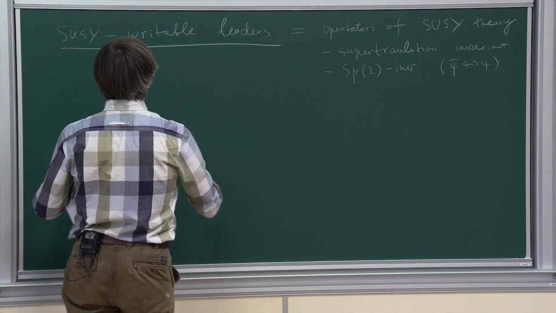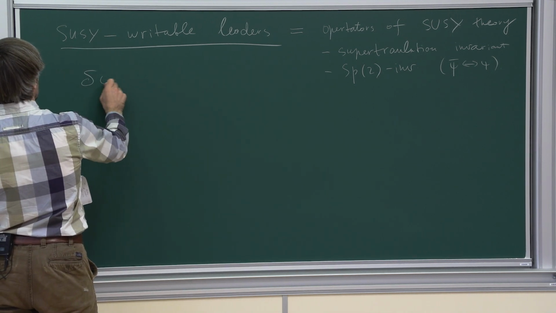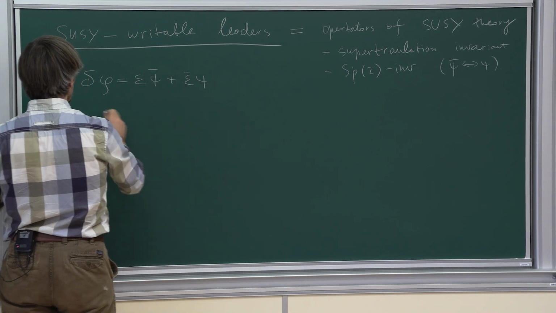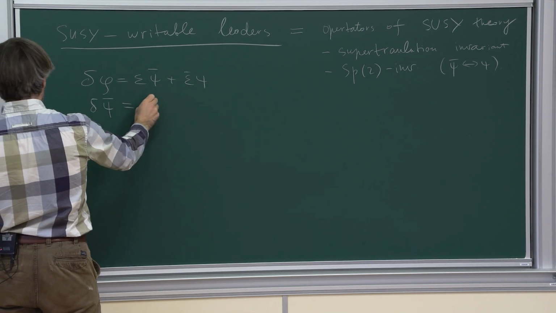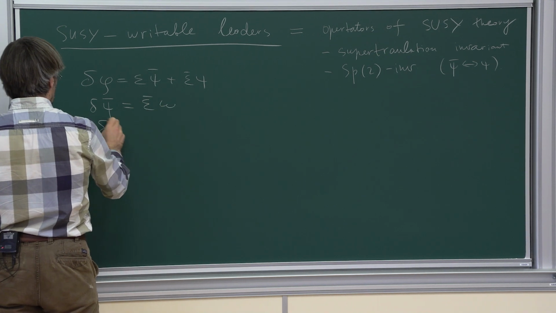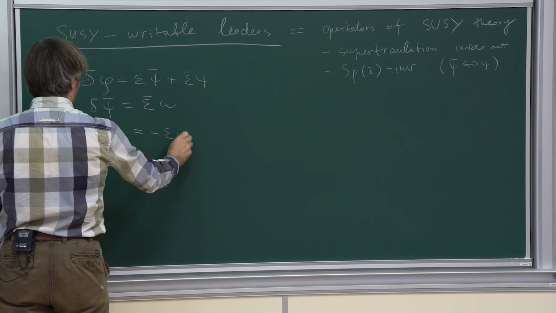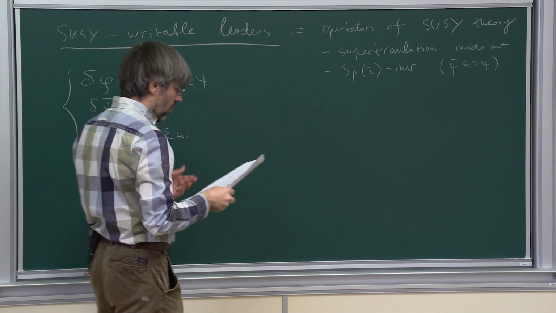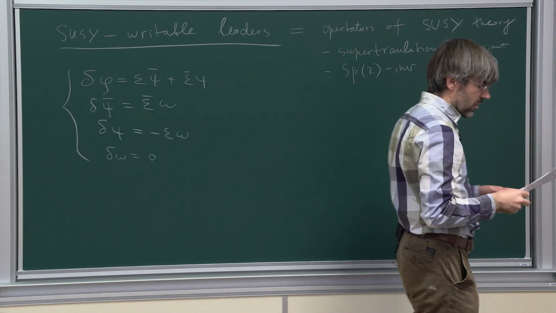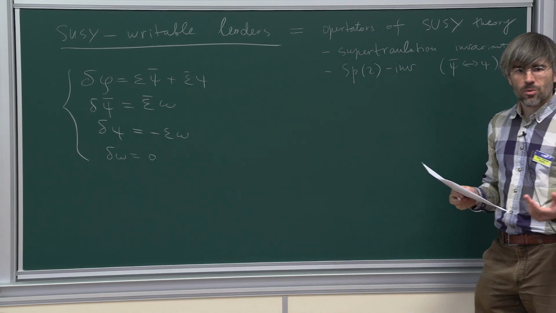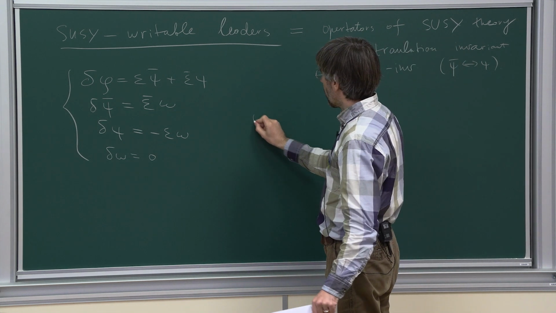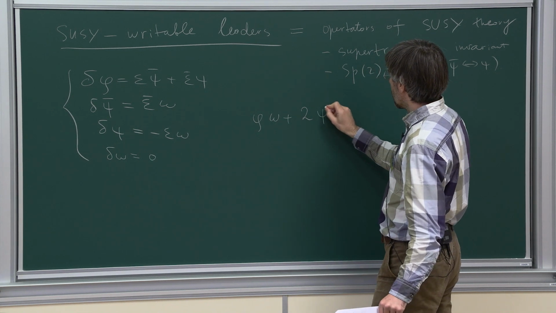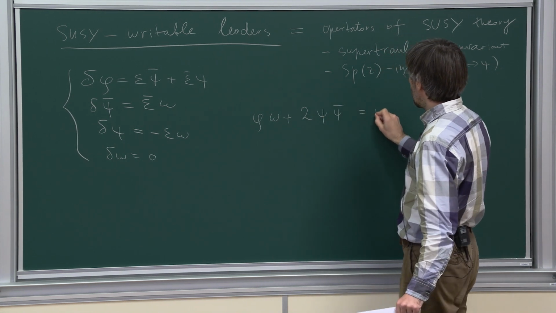The super translation invariance corresponds to this transformation: d phi equals epsilon psi bar plus epsilon bar psi, d psi bar equals epsilon bar omega, d psi equals minus epsilon omega, and d omega is equal to 0. Now, given any operator written in SUSY fields, you can check whether it's invariant or not under these transformations. For example, phi omega plus twice psi bar psi is invariant.